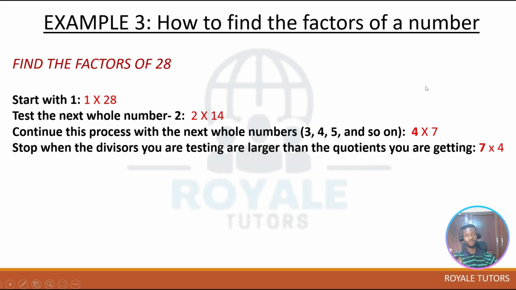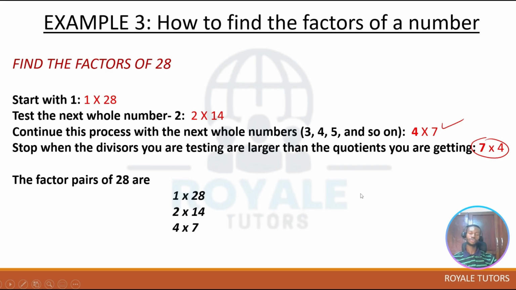And then we stop because 7, which is our divisor, is bigger than the quotient 4. So therefore this will not go with us. So we stop here. So the factor pairs of 28 are 1 times 28, 2 times 14.